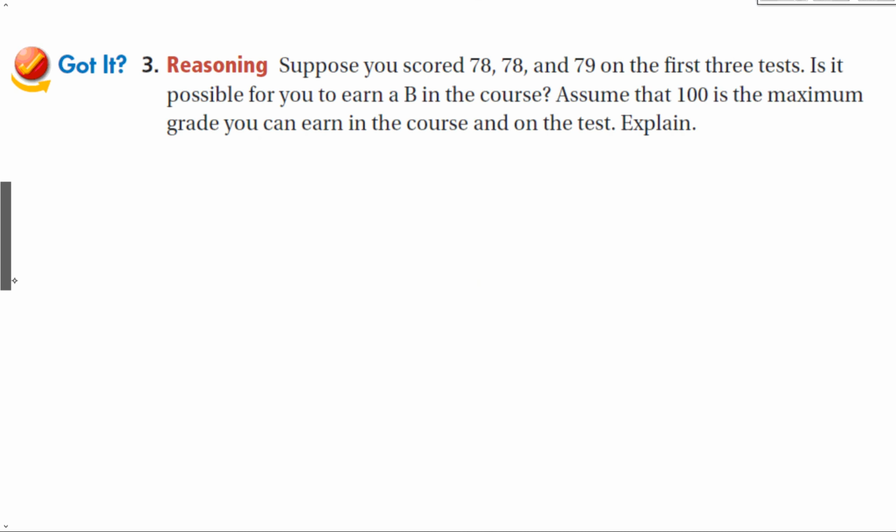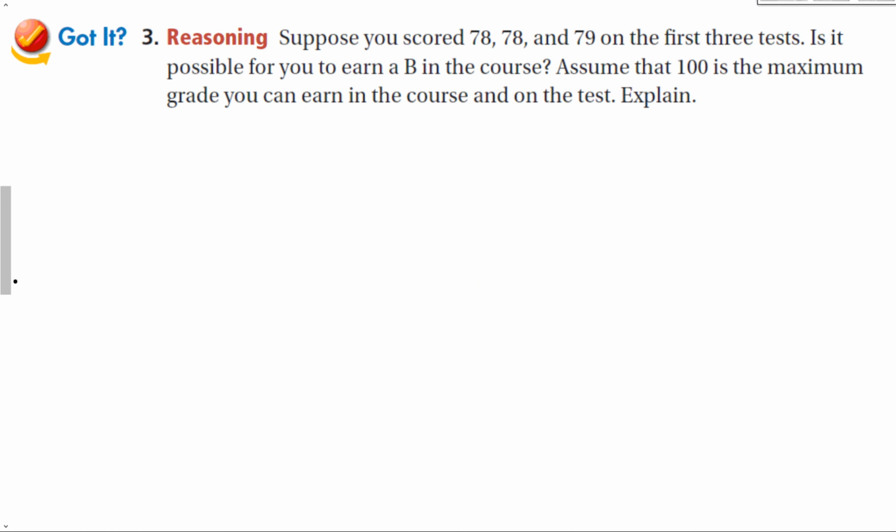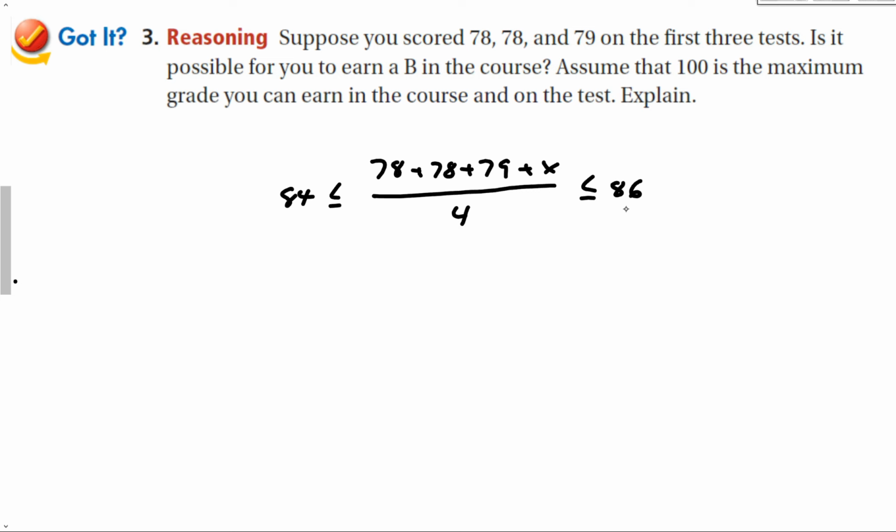So for this one, suppose you scored a 78, 78, and 79 on the first three tests. Is it possible to earn a B in the course? Assume 100 is the maximum grade you can receive in the course and on the test. Okay, so same thing. I want to get a B, which is going to be in between 84 and 86. So my new three tests are 78 plus a 78 plus a 79 plus my last one. And obviously looking at these grades, which are all much lower than an 84 or an 86, I'm not sure if this is going to be possible.